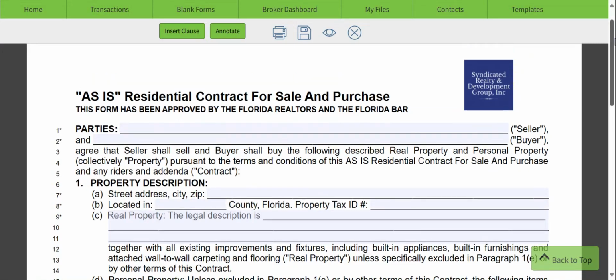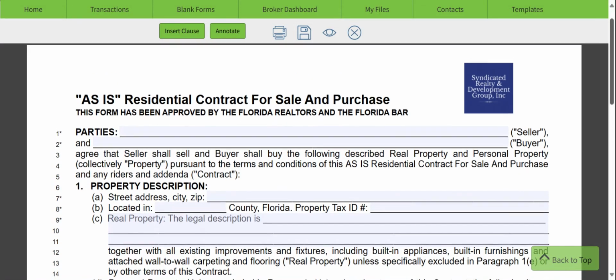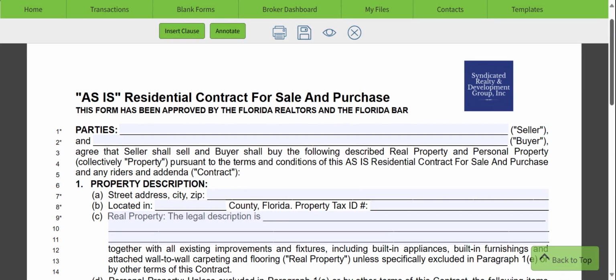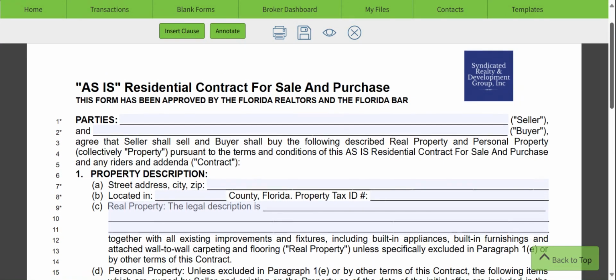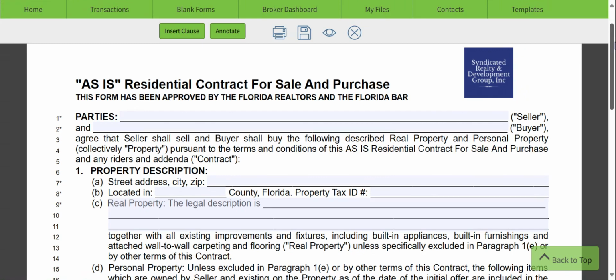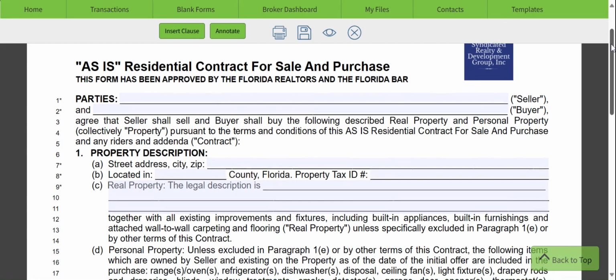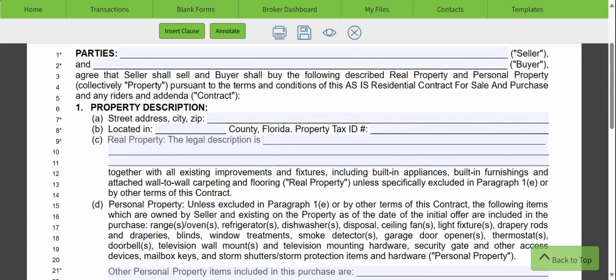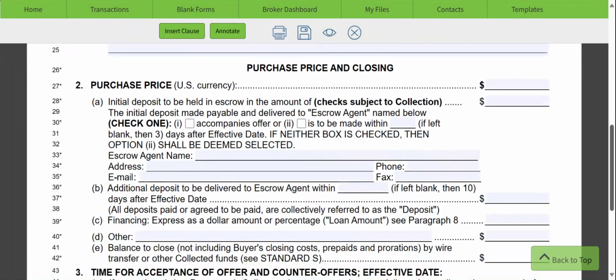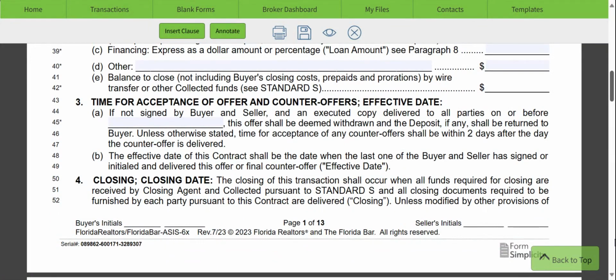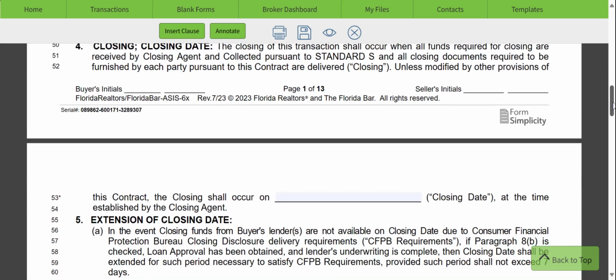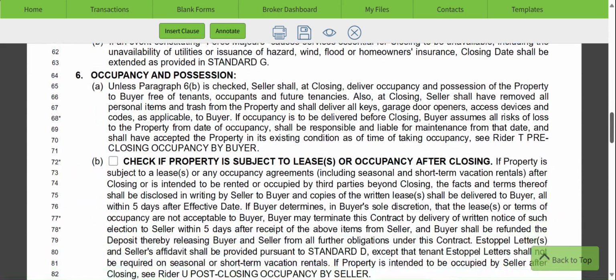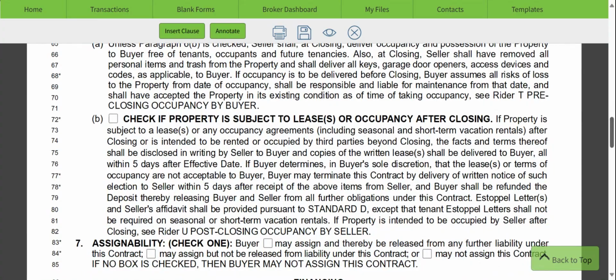Lots of times we have an initial contract that we signed, and if you signed an as-is residential contract for sale and purchase, it means you are taking the property as is. And this is an example of an as-is residential contract. You are taking the real property with the personal property that's included here, taking that as is, meaning if there are any defects, the responsibility is yours to conduct your due diligence to find out whether there are any issues with the property that you deem unacceptable.